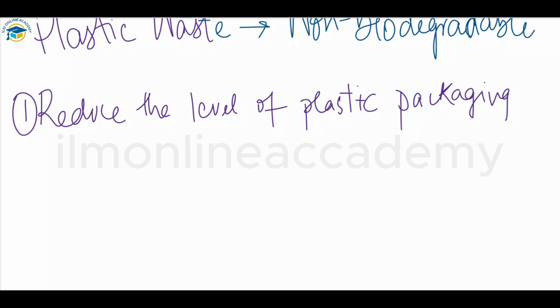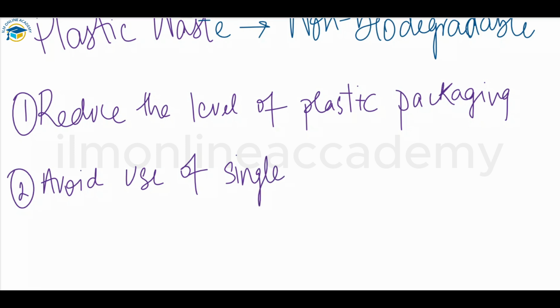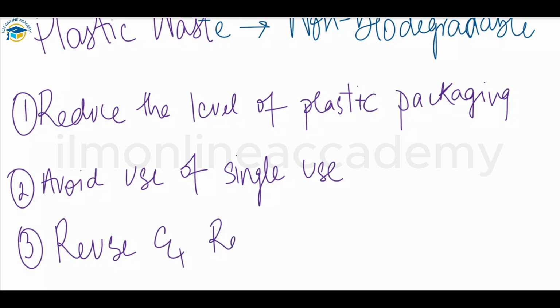And the second one is to avoid the use of single-use plastic, and the subsequent littering with it. That is also a major concern related to this one. The third one is to reuse and recycle wherever possible. We have to reuse and recycle wherever it is possible. Like I also told you about the reverse vending machines that are there.